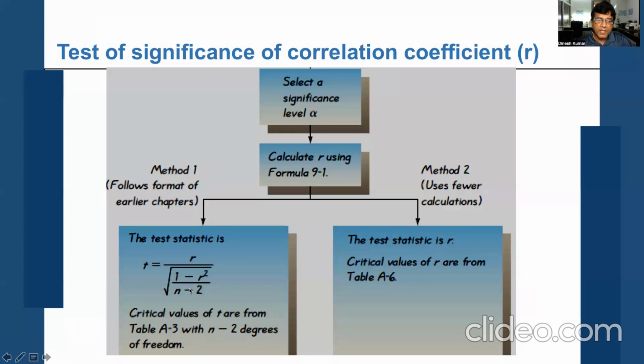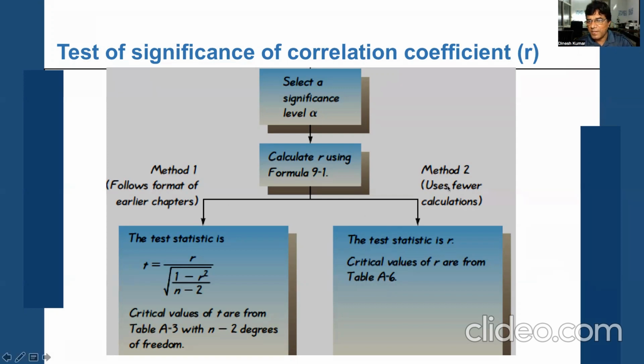Or you can take this n minus 2 above as the numerator, under root n minus 2; you can take it upside also. So then you will calculate the value of t, and you will compare the calculated value of t with the table value of t at the prescribed level of significance and at n minus 2 degrees of freedom. Here n is 4, so 4 minus 2 degrees of freedom. If your t calculated is greater than the table value, then your correlation coefficient is significant.